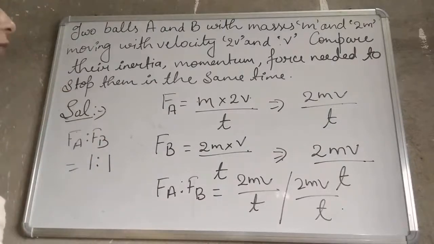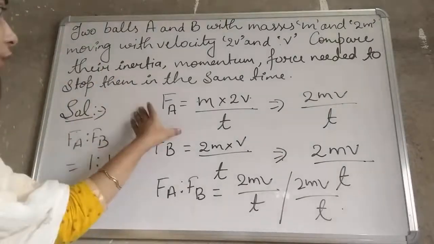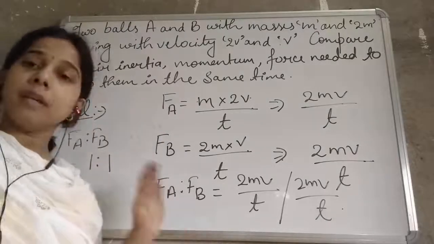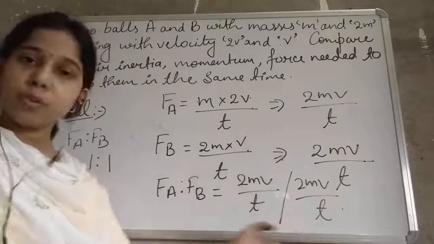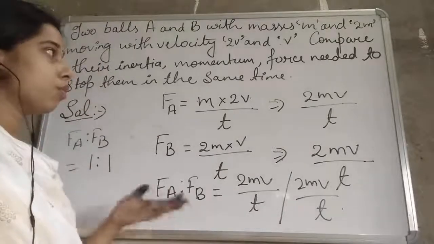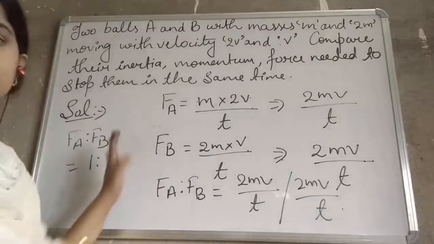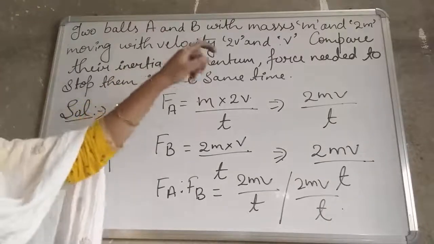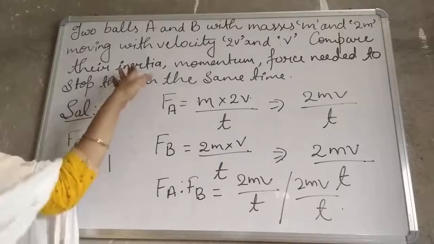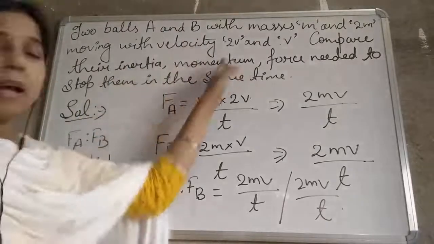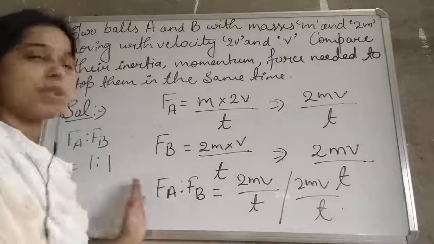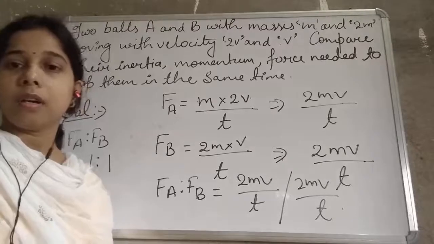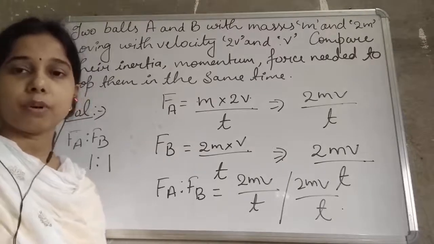So you can see here the applied force which is needed to stop both of them at the same time will be the same, 1:1. It means the same force is needed to stop the bodies at the same time. Okay, so this is the comparison between the two bodies having different masses and velocities, of their inertia, their momentum, and the force which is needed to stop them at the same time. So these are the numericals from the second chapter, that is forces and laws of motion.